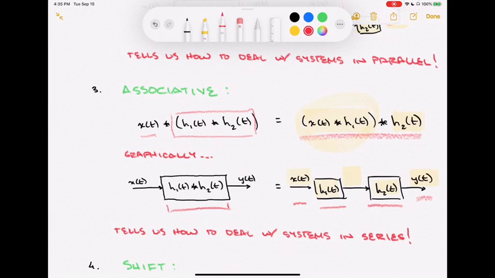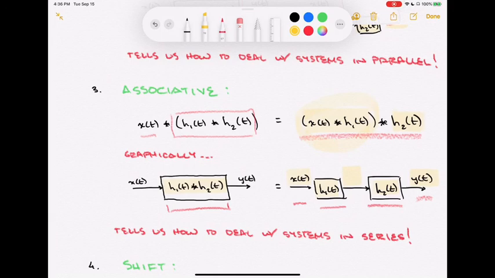What this associative property tells us is how to deal with systems in series, a cascade of systems. If I have a system H1 in cascade with another system H2, assuming that these systems aren't loading one another, I can come up with a single system representation, a single system equivalent, that has an impulse response that's just the convolution of the individual impulse responses. So for systems in series, to get the equivalent impulse response, you just convolve all their individual impulse responses.